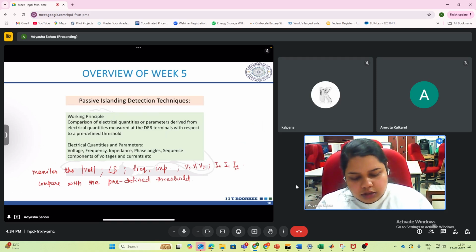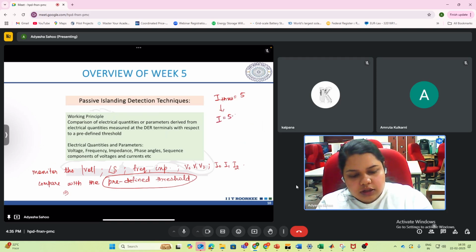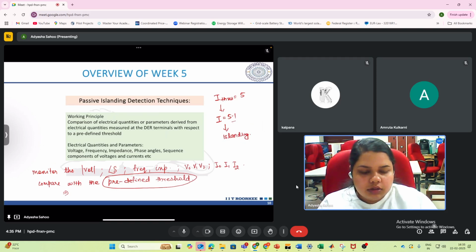So the challenge here is determining this predetermined threshold, because it is very crucial. Let's say your I threshold is 5. As soon as the current is 5.1, then you will say that it is the islanding condition. But this 0.1 ampere current is very small. Even if it is 0.001, then also it will tell that it is islanding. So it is very crucial because you are deciding this hard value, the hard threshold.